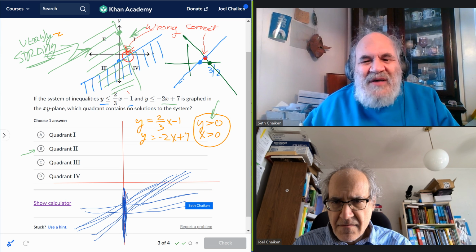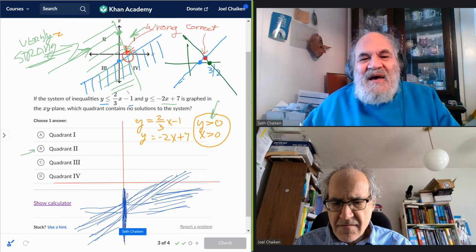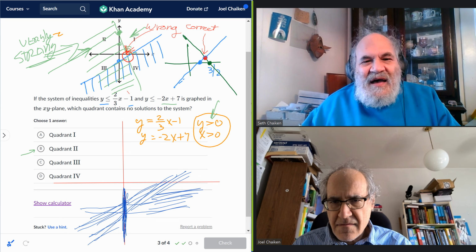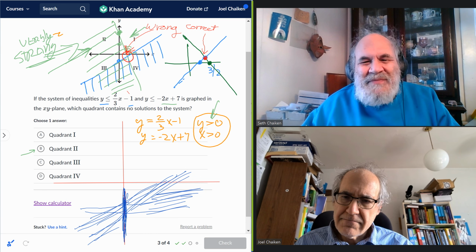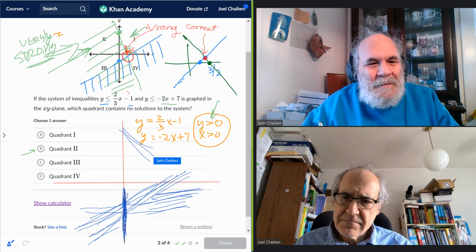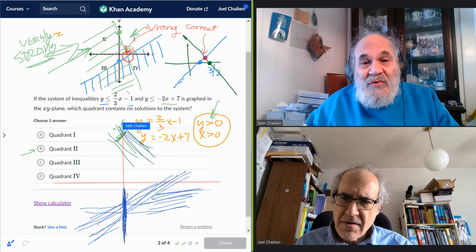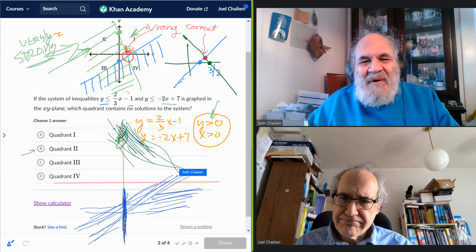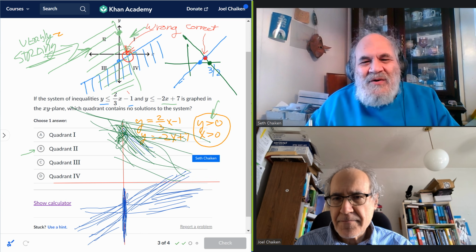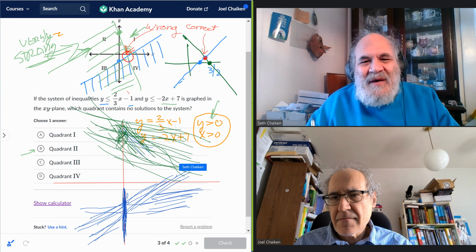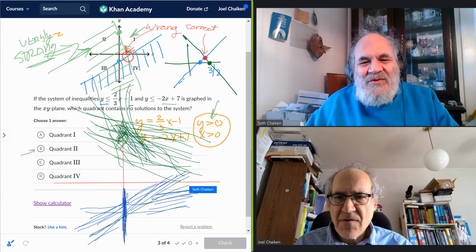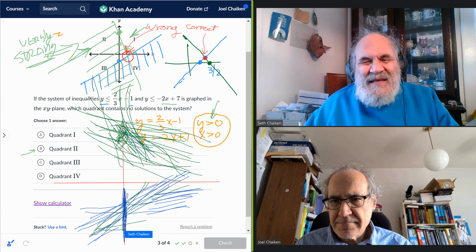These are all the possible blue lines with positive slope and y-intercept at -1. Now the green lines have negative slope, and when x equals 0, we have +7. So they go to a positive region. So these are the possible green lines, all negative slopey, maybe very negative. And these are all the blue lines.